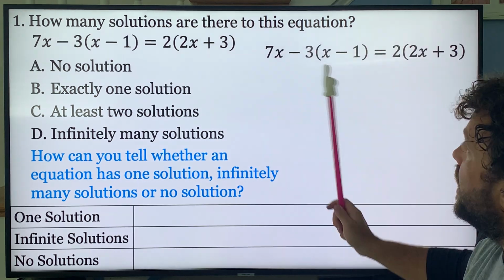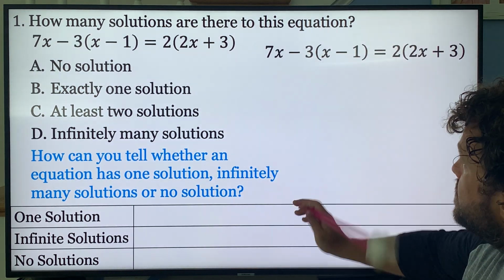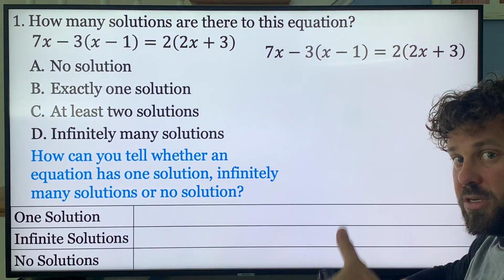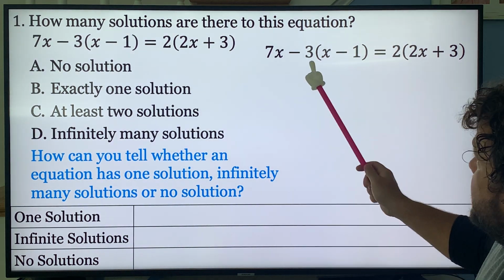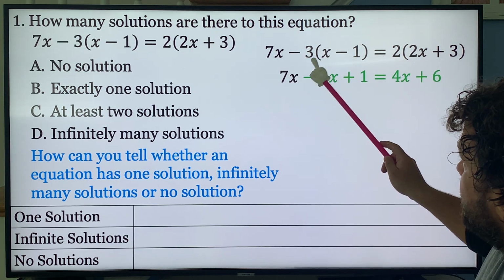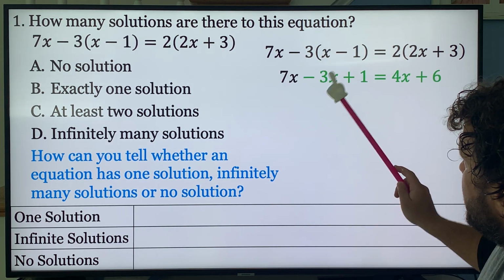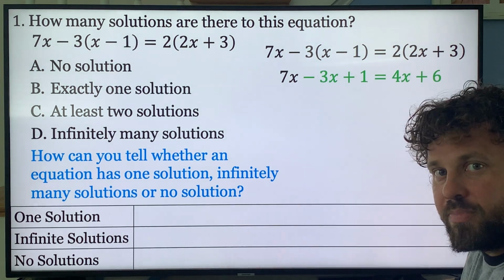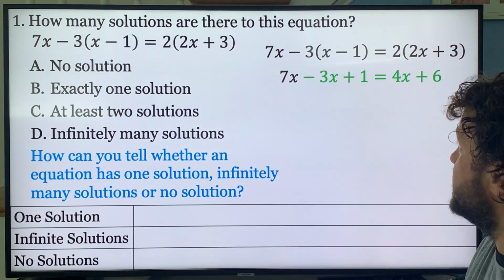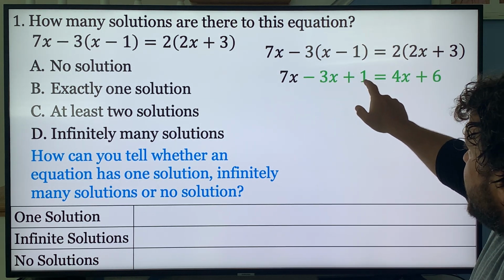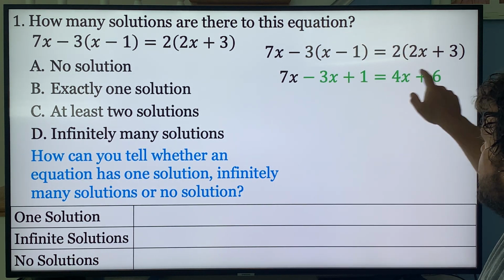So first thing, what we have to do with this equation: PEMDAS, parentheses, exponents, multiplication, division, addition, subtraction. So in this case, we have to distribute first. Oh, I already messed up my answer. See, this is a brand new packet for me, so I'm going to mess up some answers. This should be 7x minus 3x plus 3 equals 4x plus 6.